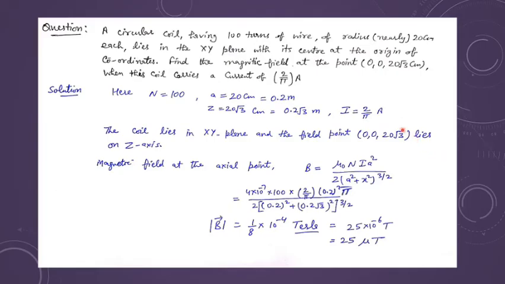So I have taken a few questions for you to make things more clear in your mind. The first question, I'm reading it for you. It says a circular coil having 100 turns of wire and radius nearly 20 centimeter each, lying in the xy plane with its center at the origin of coordinates. You have to find the magnetic field at the point (0, 0, 20√3 centimeter), meaning the point is on the z-axis, perpendicular to the plane. As I have shown, this is the plane and I am taking the point perpendicular to it. That should be very clear.